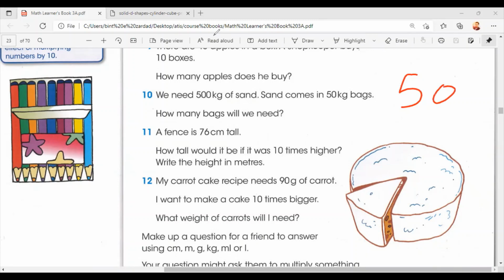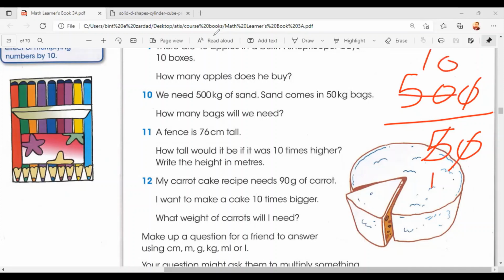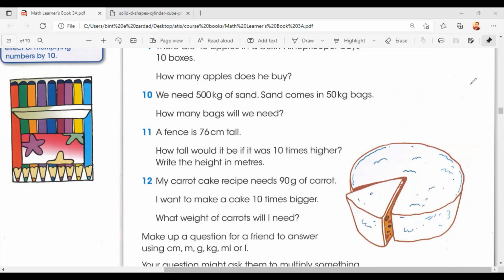500 divided by 50. We need to find the number of bags. So simple, the first thing is to cancel 0 with 0. Now we have 50 divided by 5. So it's easy. 5 times 10 is 50. So it means 10 bags. We can also divide like this, or another method like this.